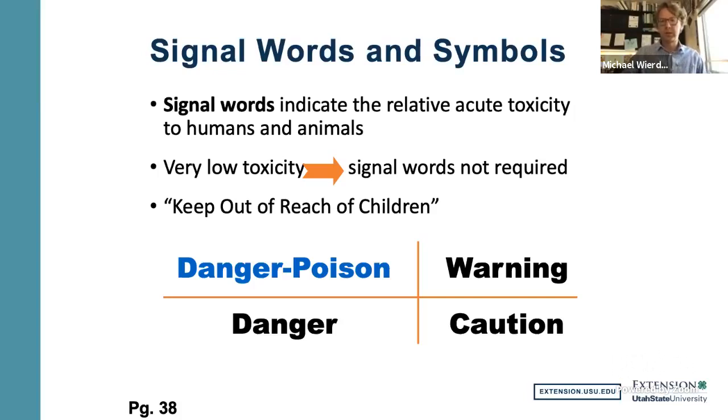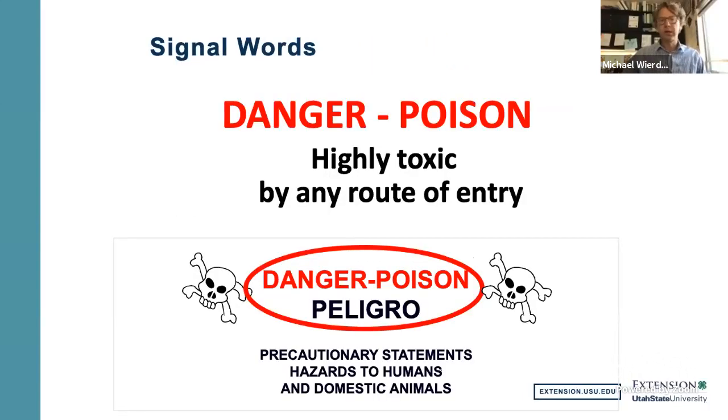There are 4 signal words: danger, poison, danger alone, warning, and caution. The signal word danger, poison, or peligro with a skull and crossbones indicates that the product is highly toxic by any route of entry into the body and toxic at a very low dose. The danger poison signal word indicates that this product can kill you when you are exposed to even just a low dose. Note the skull and crossbones. Several insecticides, fumigants, and rodenticides carry the danger poison peligro signal word.